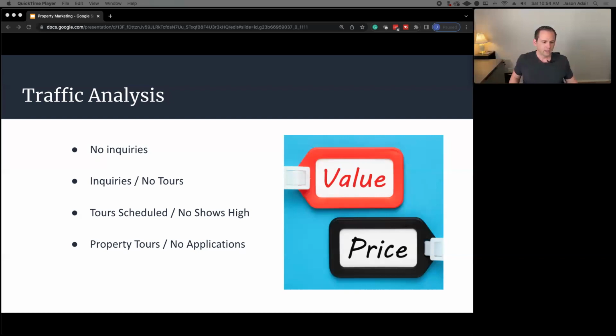Now, when I'm scheduling tours, I get the inquiries, and they like the price and they like what I have to say, and I'm scheduling tours, but then I'm getting a lot of no-shows, people just not showing up. What is most likely happening here is they are driving by ahead of time. Maybe they're showing up earlier than you are.